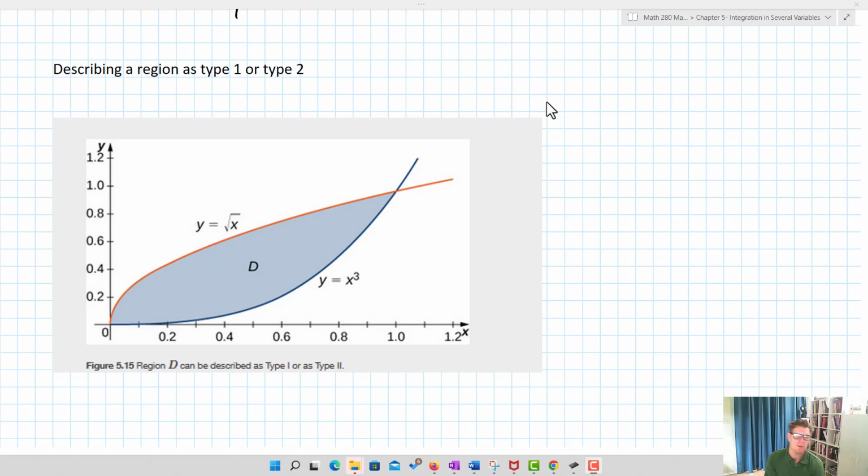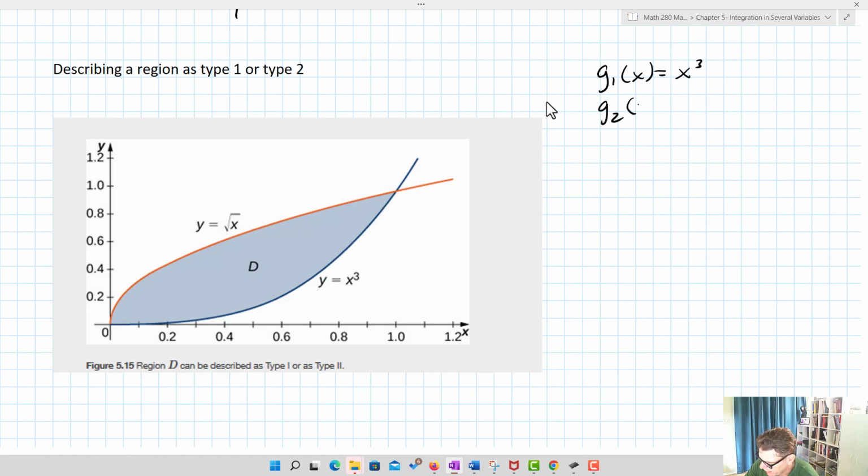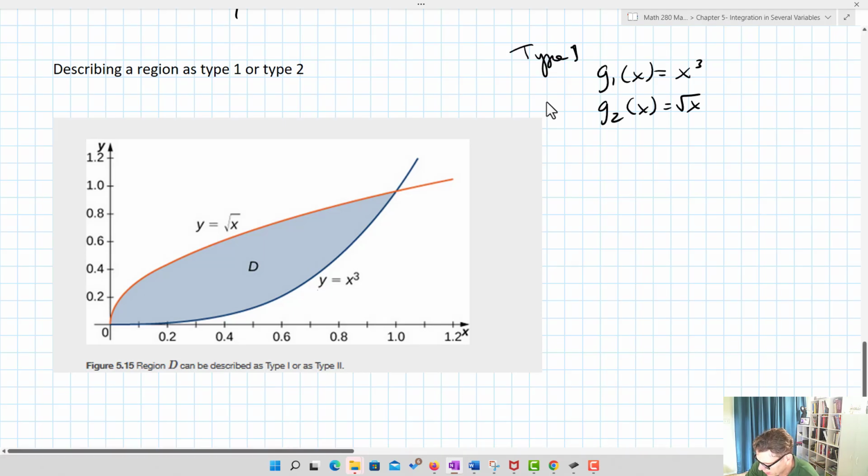But what we'll do here is say, okay, I have these two curves, y equals square root of x and y equals x cubed. Notice that if we want to say g1 of x, the bottom curve, is going to equal x cubed, and g2 of x will equal the square root of x. This is if we were going to write it as type 1. Type 1, remember, our functions are functions of x, and then our bounds will be in terms of x as well. So we're going to go from 0 to 1, and so a will equal 0, b will equal 1.